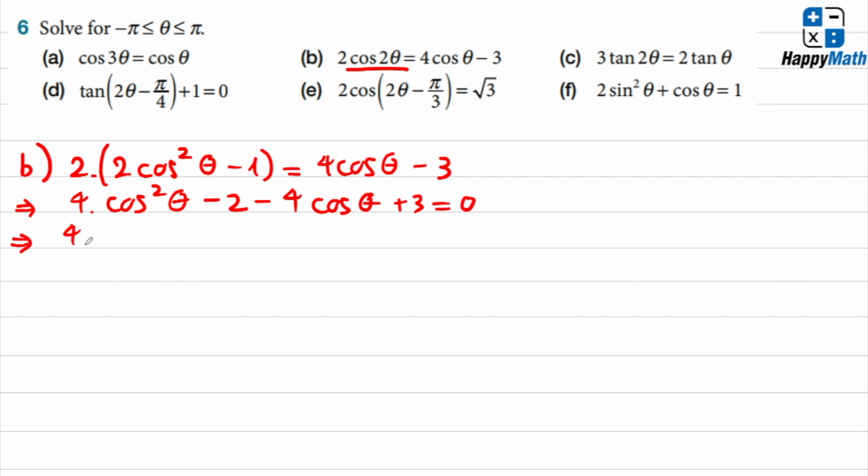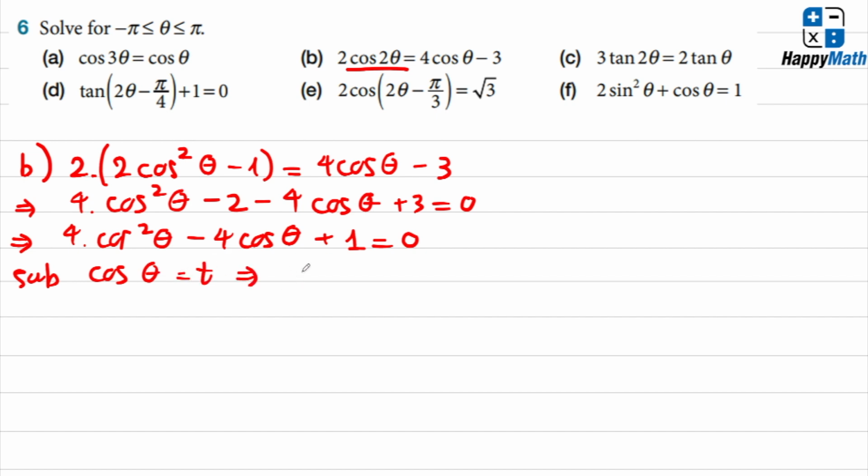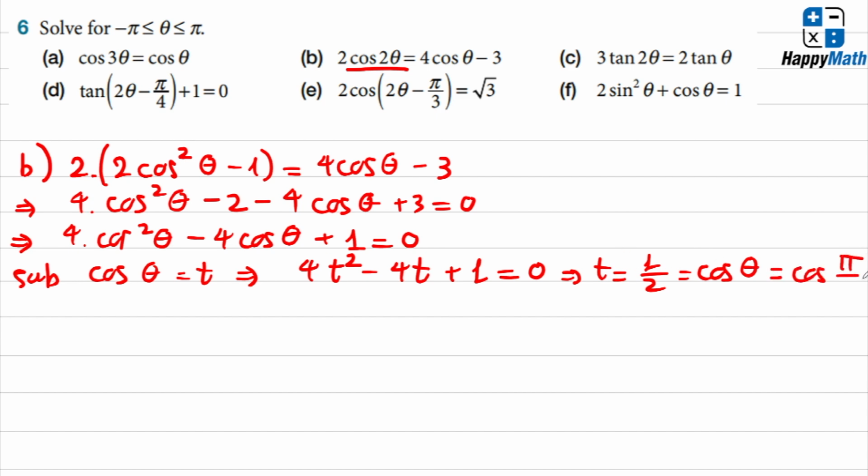And now you got 4 cos square theta minus 4 cos theta plus 1 equal to 0. And substitute cos theta equal to t, and then you will get 4t square minus 4t plus 1 equal to 0. I will use my calculator for this question. The solution for this one only has t equal to 1 over 2 corresponding to cos of theta, and 1 over 2 means cos of pi over 3.